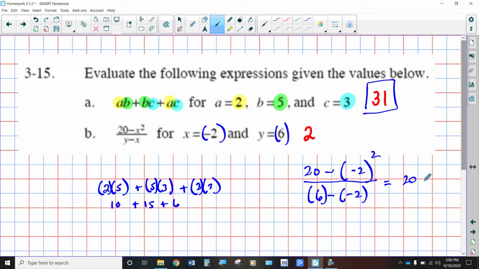So we're going to take 20 minus, what is (-2) squared? It's -2 times -2 gives you +4. And in the denominator, 6 minus a -2, let's do KFC and call that 6 plus a +2. So this becomes 16/8, and 16/8 is the same as the number 2.